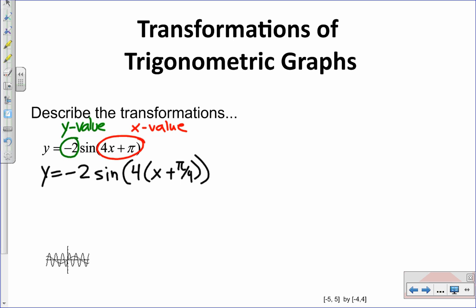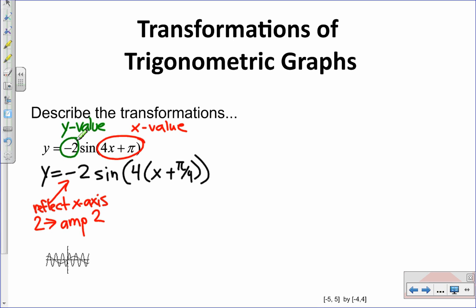Okay. Now looking at the y values, the negative tells us we will have a reflection about the x-axis. And then for trigonometric functions, the 2 will indicate that we have an amplitude of 2. So instead of going up 1, down 1, we're going to go up 2, down 2.